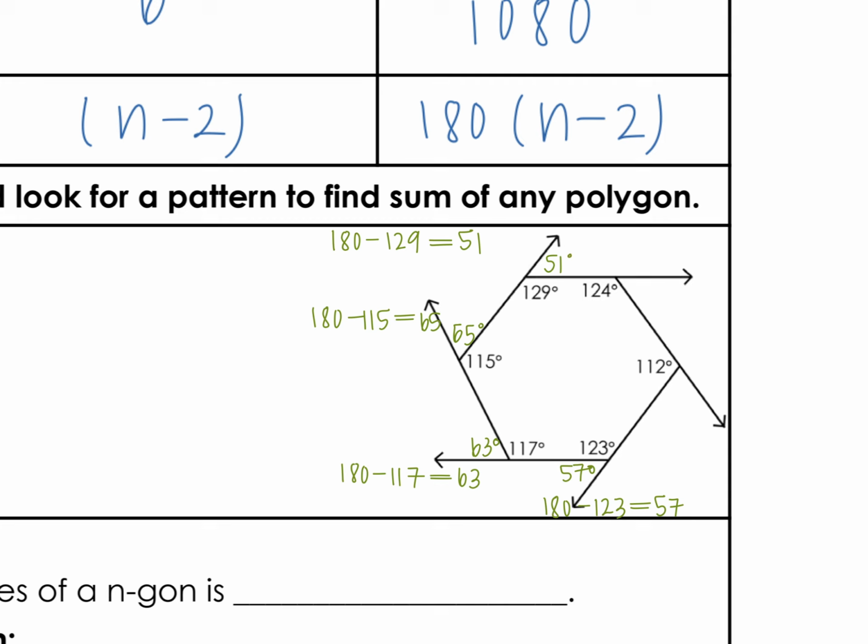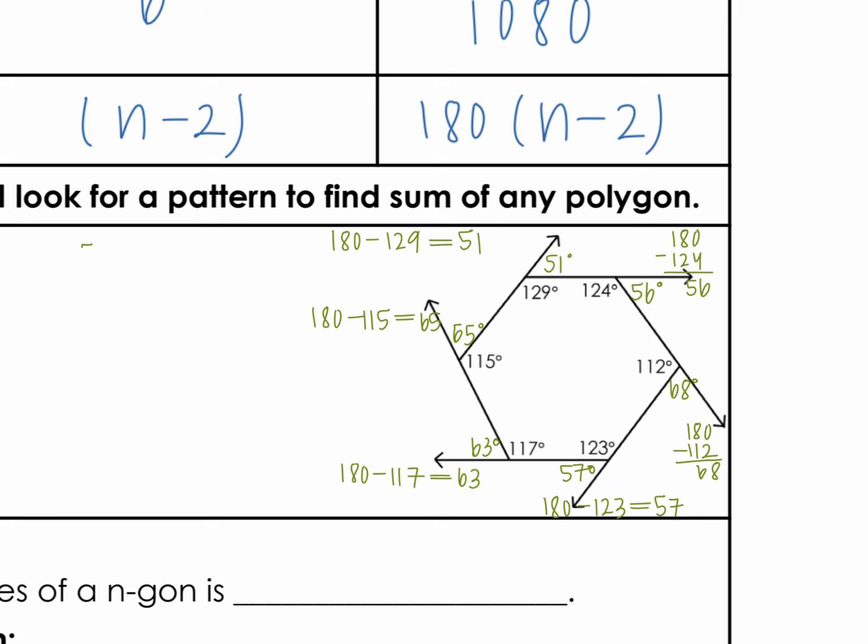Then I'm going to have 180 minus 112. I'll get 68. And then for my final angle here, we've got 180 minus 124, and I'm going to be left with 56 degrees. All right, so now that I've found all 6 of my exterior angles, I'm going to add them together.